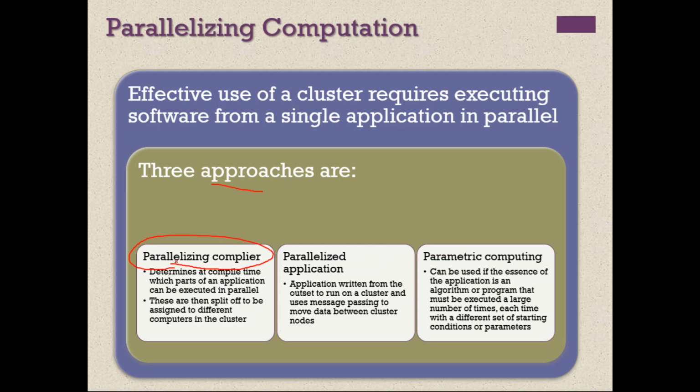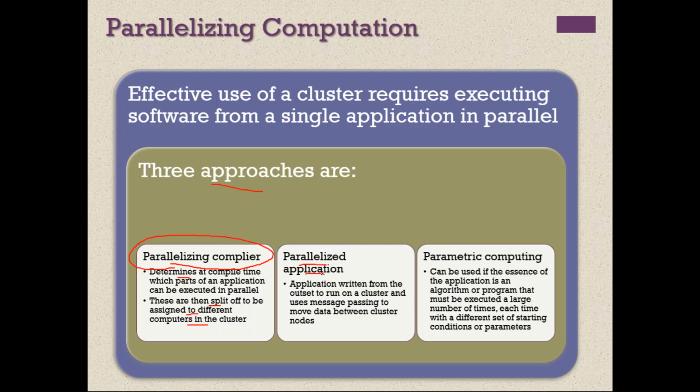Parallel execution means some instructions may be executed by more than one computer at the same time in a given application. Not every instruction can be executed like that. So the compiler should recognize which part of the code can be executed in parallel, and these are then split off to be assigned to different computers in the cluster, because different computers will run these at the same time. But it is not that easy to define such a compiler. It's a bit difficult.